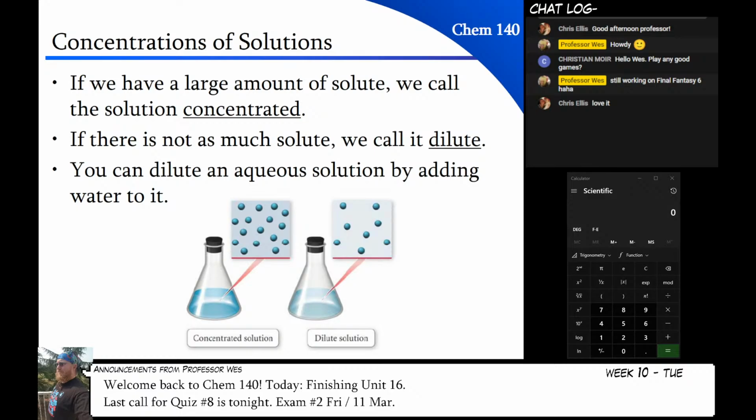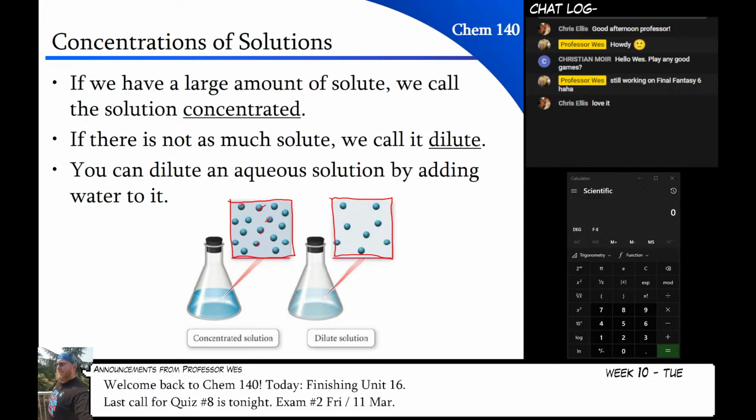So on the screen here, you can see that on the left diagram, I have a lot more solute, the solute being these blue blobs. These are all my solute particles. And then on the right, I've added water, so I have increased the space between all of the solute particles so that there is less solute per unit volume. So if I took a volume, which would be this square, the concentration would be how much stuff is in the same amount of volume in the solution.